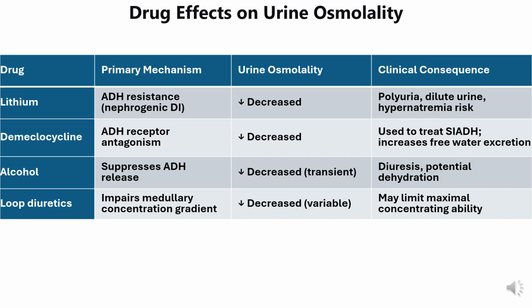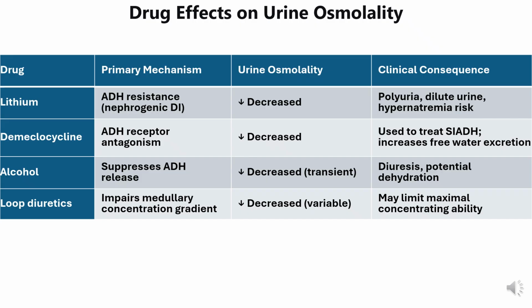Alcohol, ethanol. Alcohol suppresses ADH release from the posterior pituitary by inhibiting osmoreceptor signaling and directly acting on the hypothalamus. The result is a transient water diuresis with production of large volumes of dilute urine, low urine osmolality. This is why alcohol consumption leads to increased urination and, if sustained, can cause dehydration and mild hypernatremia. The effect is short-lived as alcohol is metabolized.